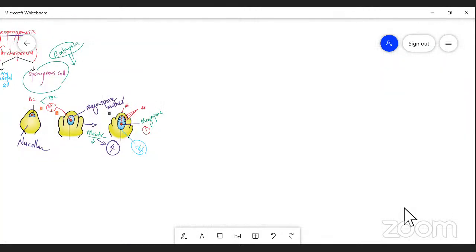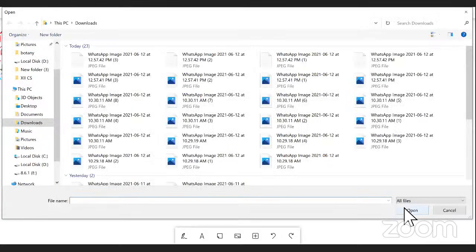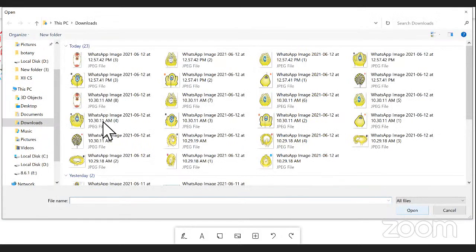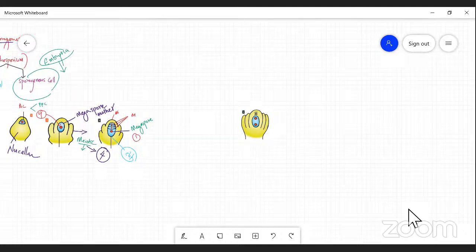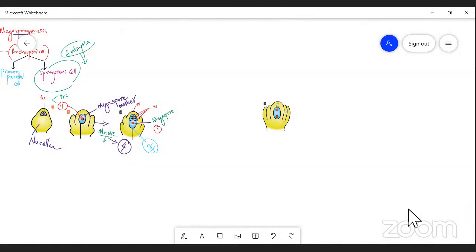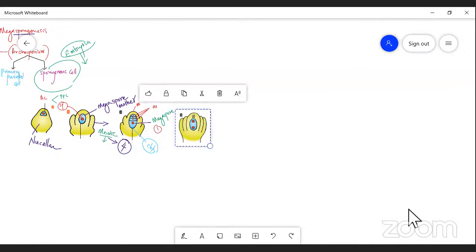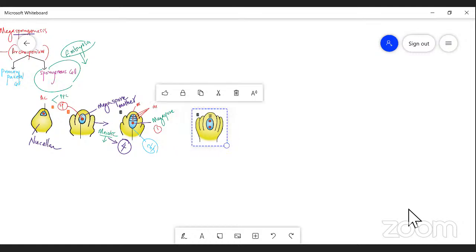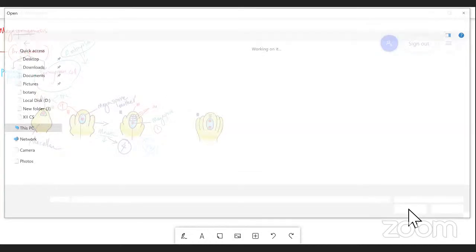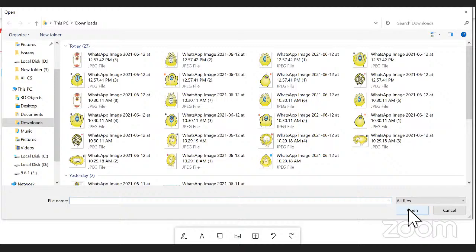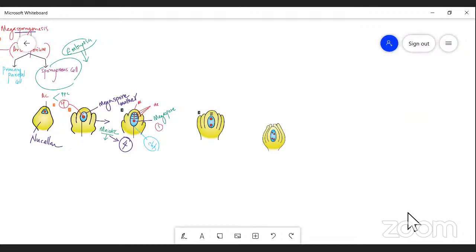After the development of the single megaspore mother cell, it develops into another type of cell, right? The first division is meiotic division, I mean meiosis cell division. And the second division is the mitotic cell division. So please understand, the second division is mitotic division.